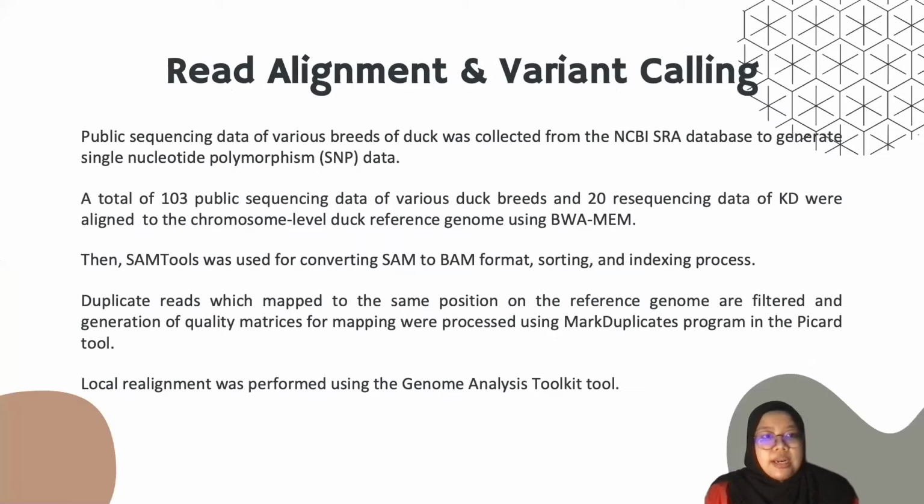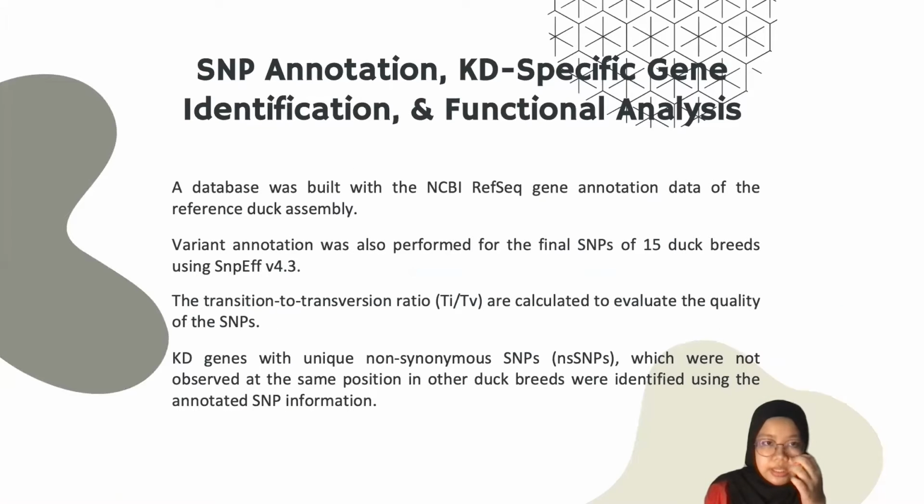Second is read alignment and variant calling. Public sequencing data of various breeds of duck was collected from the NCBI SRA database to generate single nucleotide polymorphism (SNP) data. A total of 103 public sequencing data of various duck breeds and 20 resequencing data of Korean ducks were aligned to the chromosome level duck reference genome. Duplicate reads which map to the same position on the reference genome are filtered, and local realignment was performed using the Genome Analysis Toolkit.